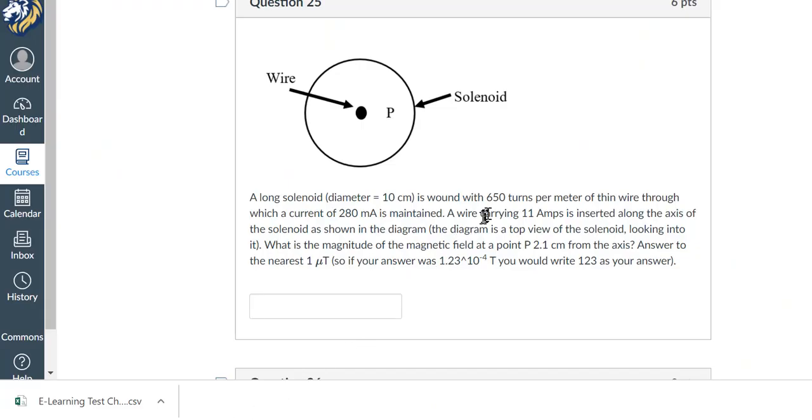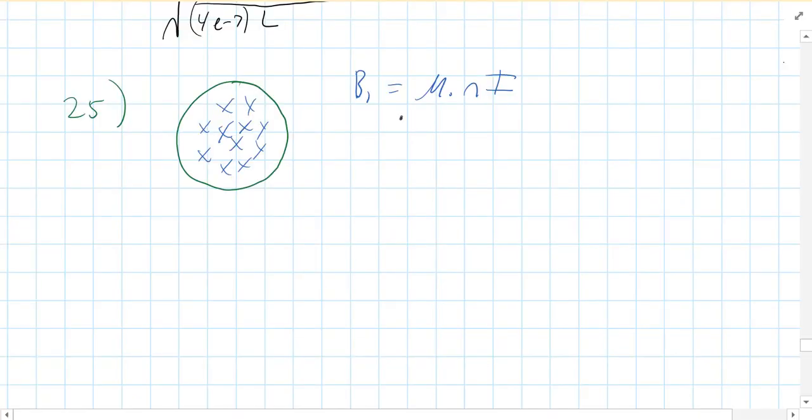They give us little n, turns per meter, 650 turns per meter. You might have a different number. The diameter is irrelevant. And then I, for me, was 280 milliamps, which would be 0.28. Okay, so that's going to give you one magnetic field. I'll plug those numbers in. So we got mu naught. For me, n was 650. And then I had 0.280 for my current.